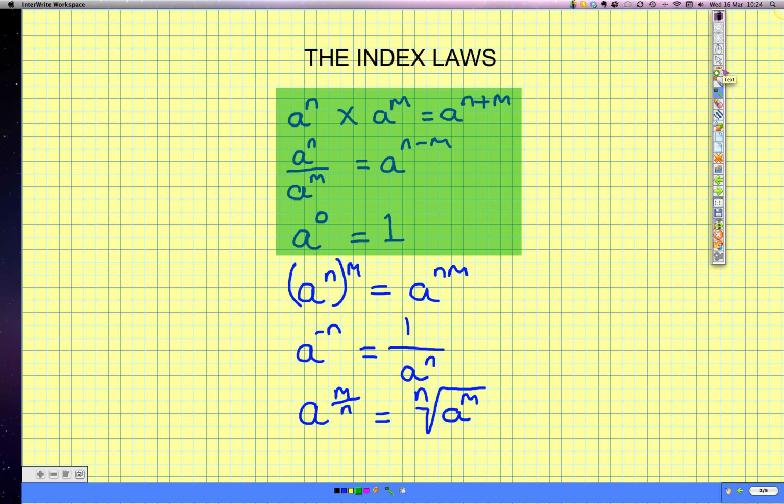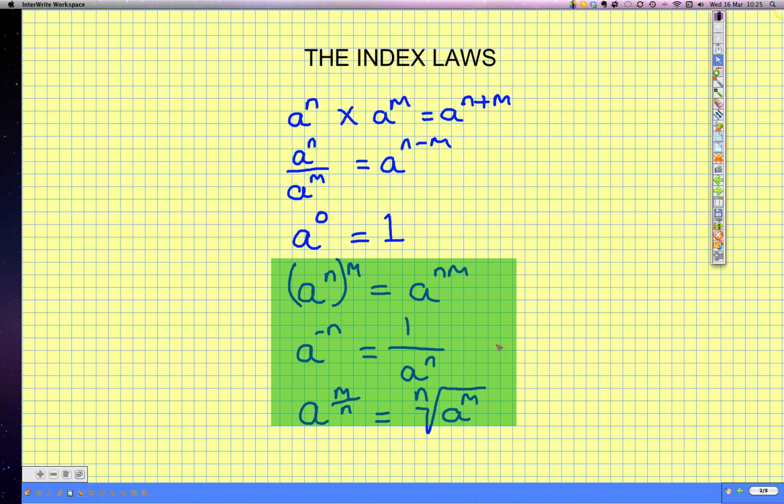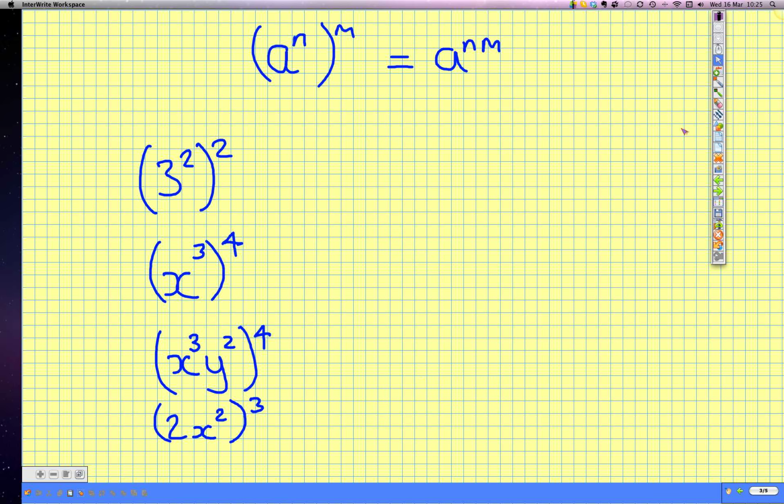The thing that I've spotted which has caught a few of you out on your Churchill papers recently is these bottom three, the negative and the fractional indices, as well as this one in brackets. So it's a few examples of these three power laws that I want to look at now, and make sure that you've got these all written down, you've got the notes, and that you do know them. Write them on post-it notes, stick them on your bathroom mirror, stick them on your bedroom ceiling, whatever you need to do to learn these. Get them learned.